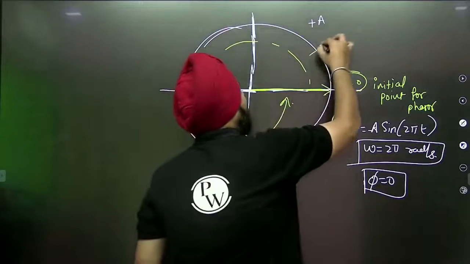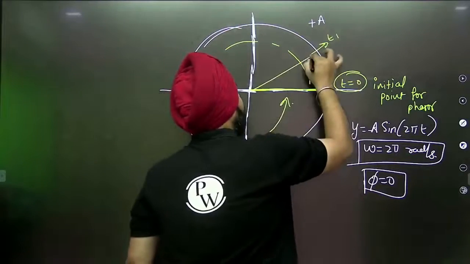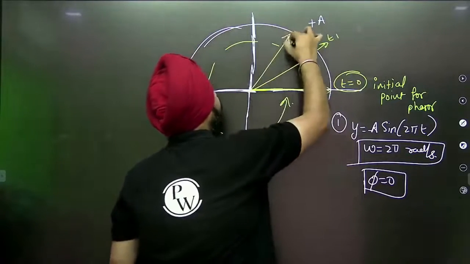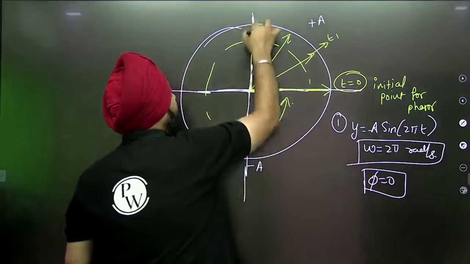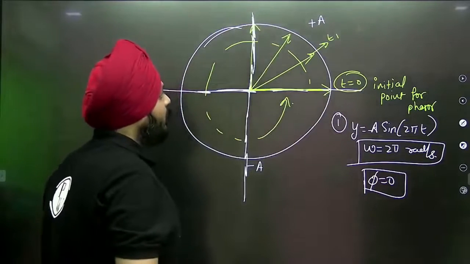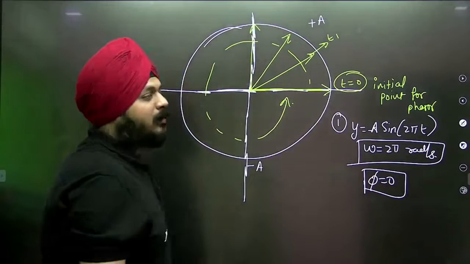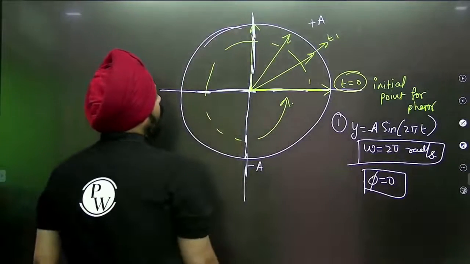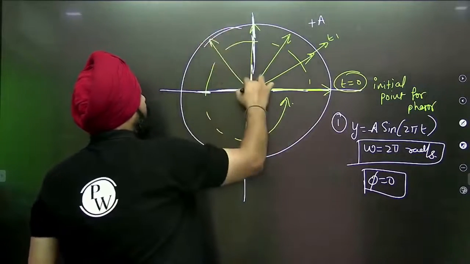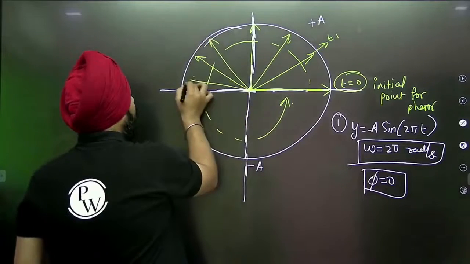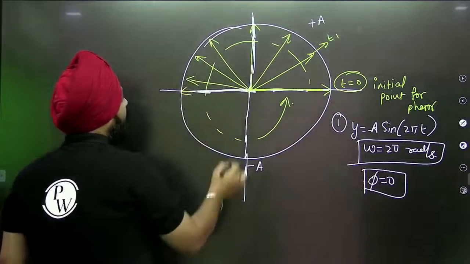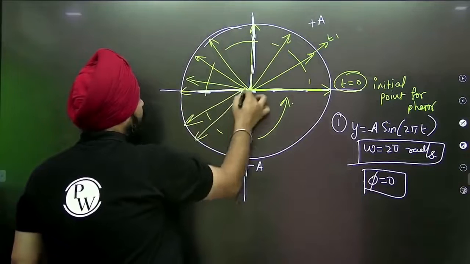So it means after time t1, the phasor is in this position. After time t2, the phasor is in this position. After time t by 4 or some time t, the phasor is at this position. Then it will move on to this position, then this, and finally this. Like this, it is rotating continuously.